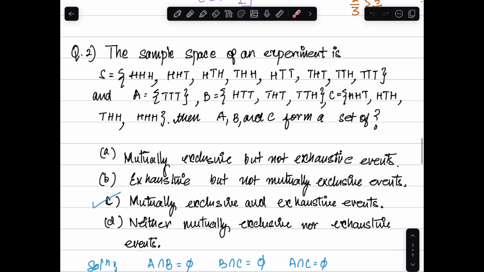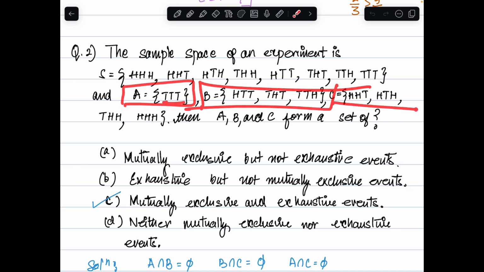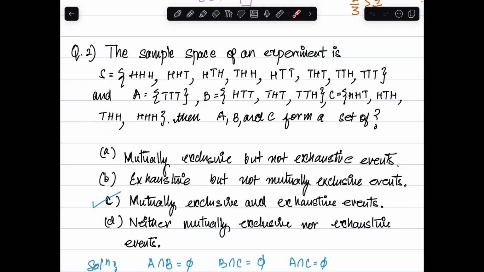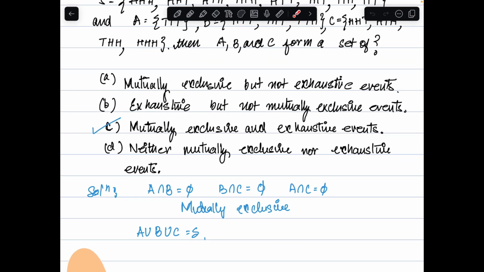Now the next question is again a multiple choice. They have given you a sample space. By looking at the points, we can say that it's an experiment of tossing a coin thrice, because each point has 3 letters. A is given, getting all 3 tails. B is also given to you, and C is also given to you. You don't have to understand what these events are as of now, because with respect to sets we have just done mutually exclusive and exhaustive events. Now let's see what these are.